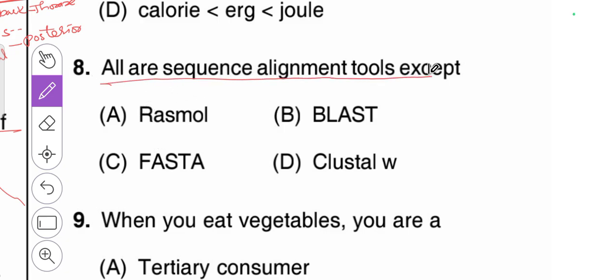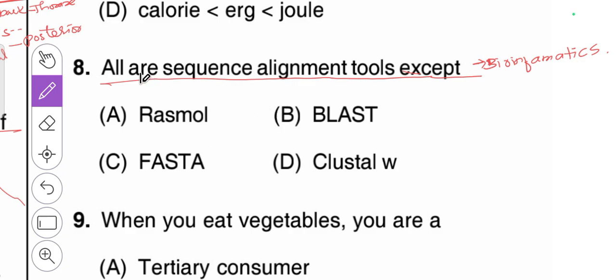All are sequence alignment tools except. Here, sequence alignment tools are the basic or important things in bioinformatics, and the sequences of DNA, RNA, or protein can be identified through bioinformatics, where the actual sequences can be identified, and the similarity between the sequences, functional, structural, evolutionary, or the relationship between the genes, or the relationship between the DNA, RNA, protein sequences can be identified through this alignment tool.